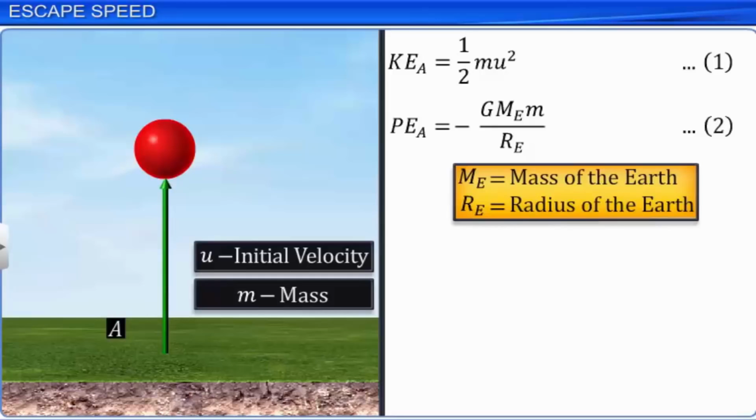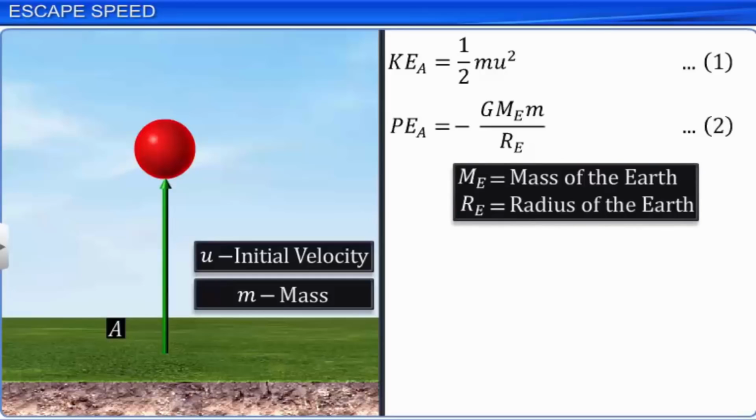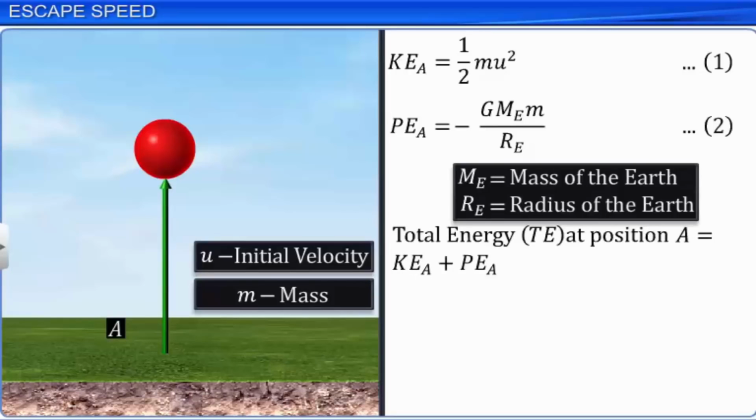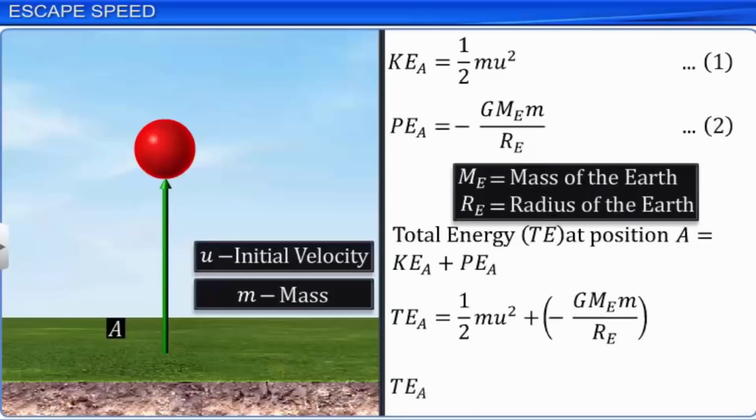Thus, the total energy of the body on the surface of the Earth when it is projected vertically upwards is the sum of its kinetic and potential energies, and is denoted by the expression TE(A) is equal to half m u square minus G M(E) m divided by R(E). Let this be equation 3.